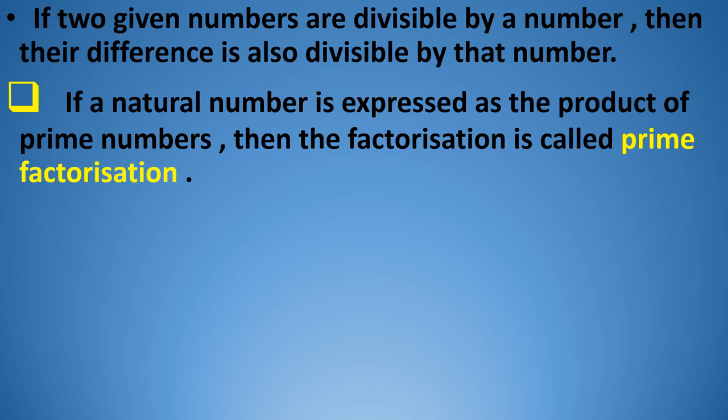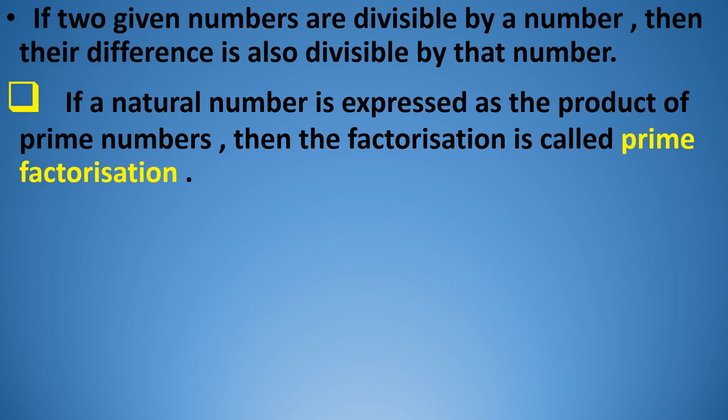But when we express it as 2 multiplied by 2 multiplied by 3, now 2 and 3 are prime numbers. So we can say that 2 multiplied by 2 multiplied by 3 is the prime factorization of 12. So if a natural number is expressed as the product of prime numbers, then the factorization is called the prime factorization.